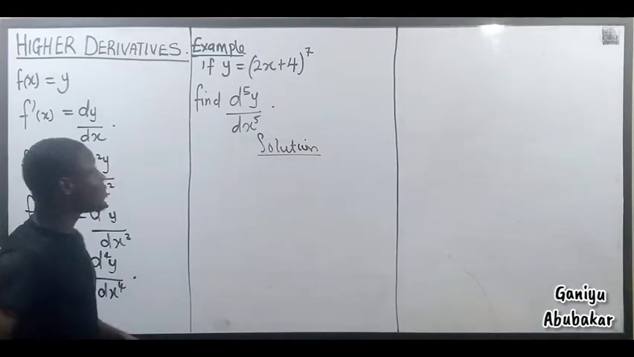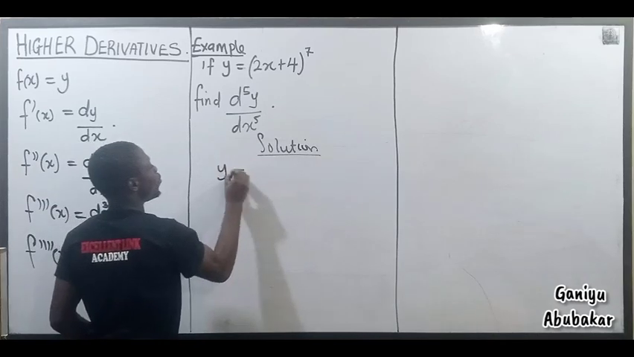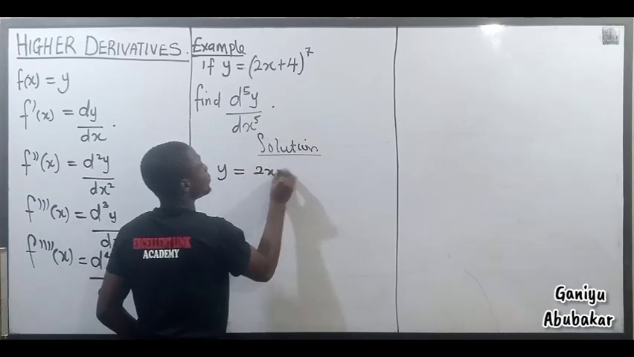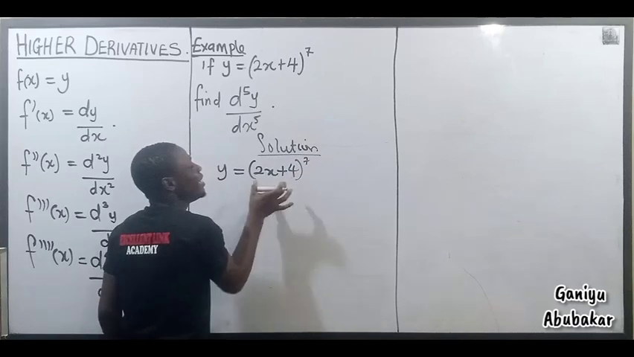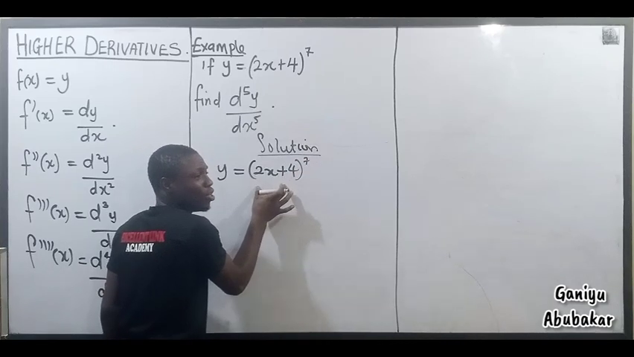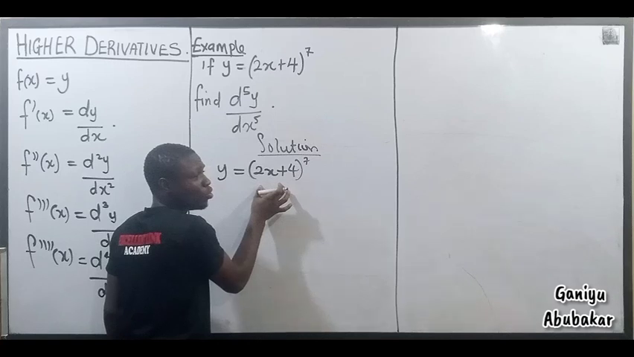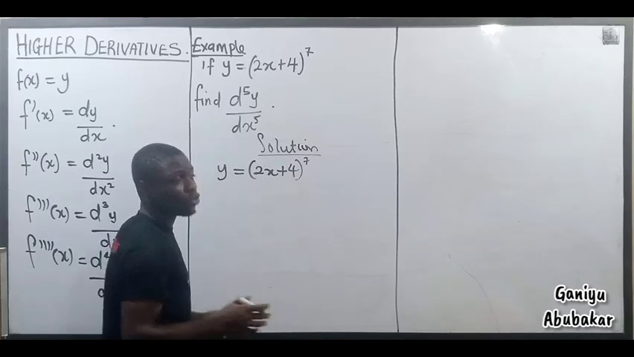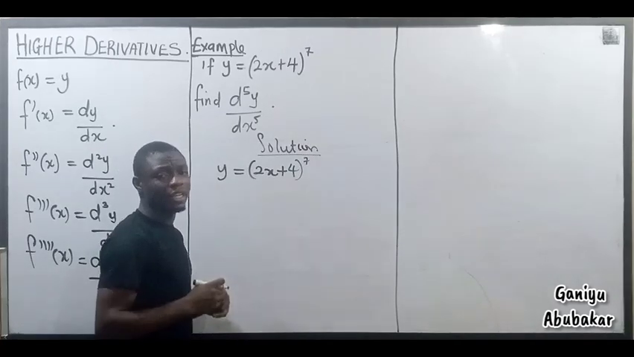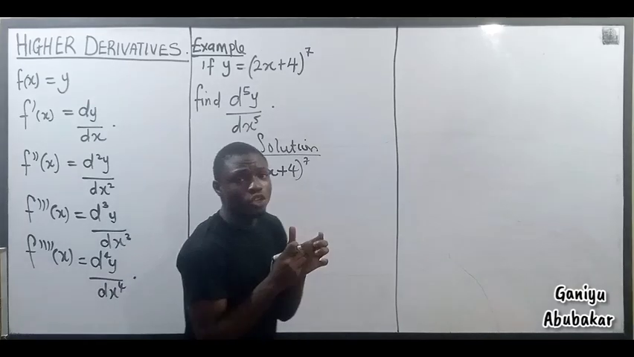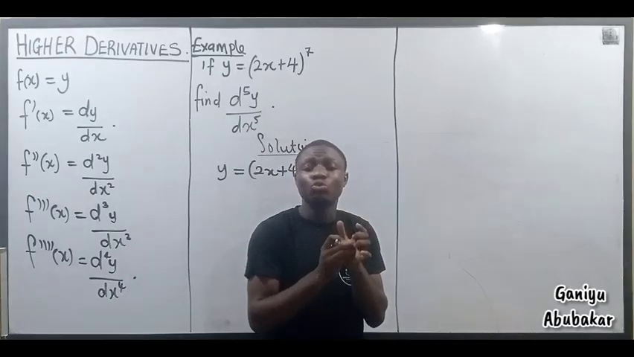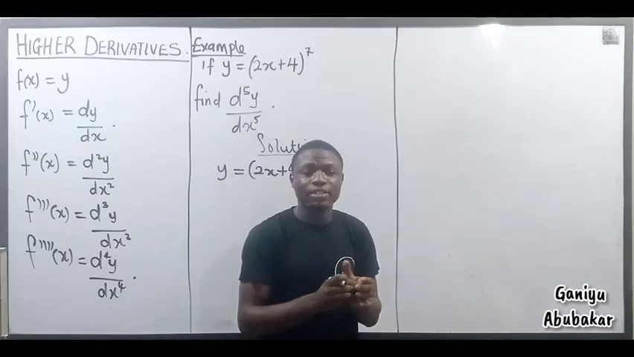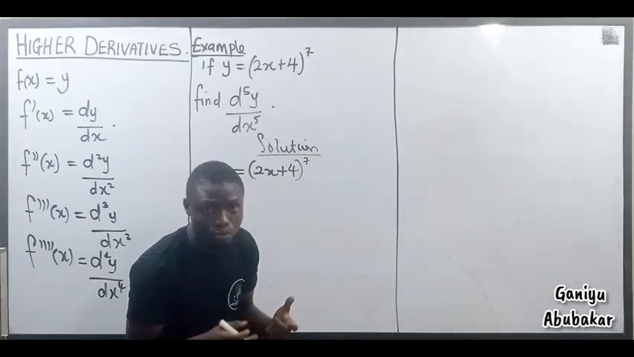The question says y is equal to (2x + 4) all to the power 7. This is a question on what? A question on chain rule. For the chain rule shortcut, I will also drop the link in the description of this video, so check on how to differentiate chain rule using the shortcut. For the shortcut, it's quite simple.